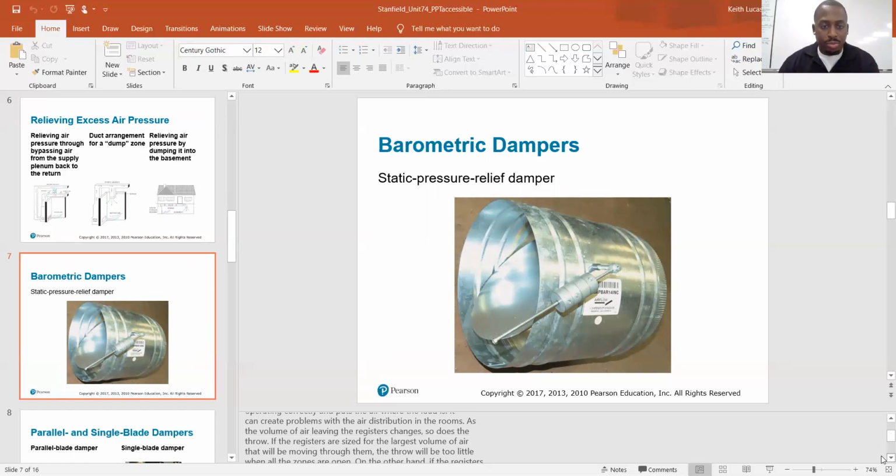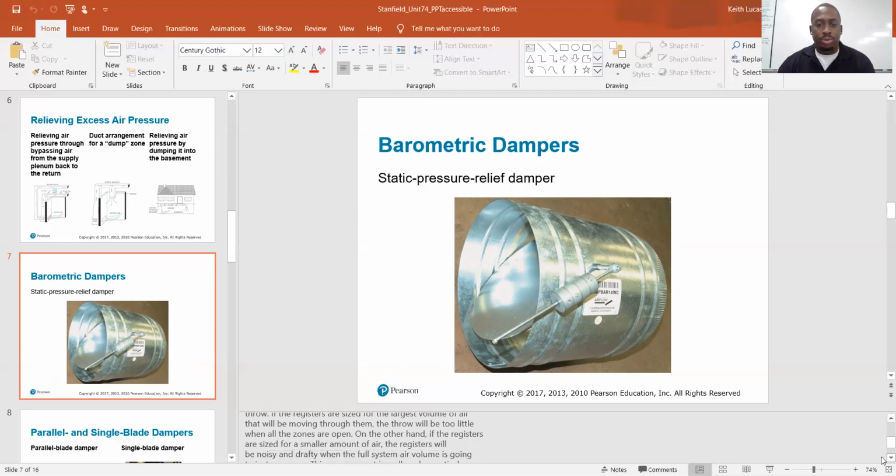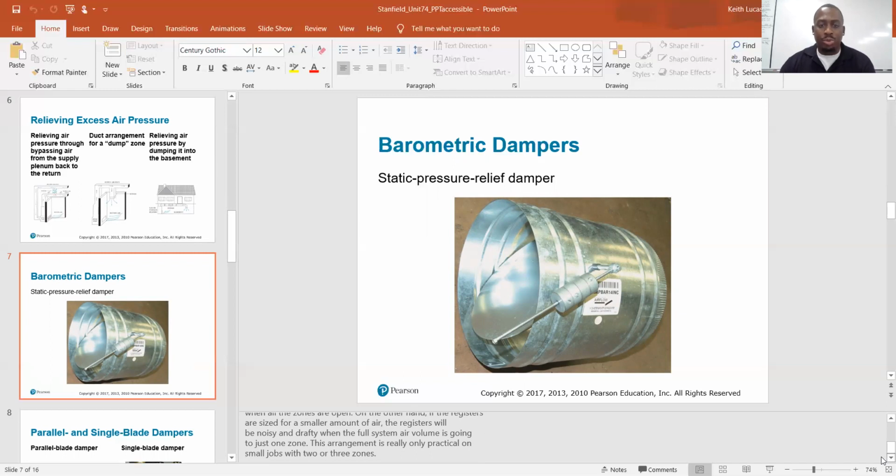So if the registers are sized for the largest volume of air that will be moving through them, the throw will be too little when all zones are open. On the other hand, if the registers are all sized for the smaller amount of air, the registers will be noisy and drafty when the full system air volume is going just to that one zone. This arrangement is really only practical on small jobs with 2 or 3 zones.